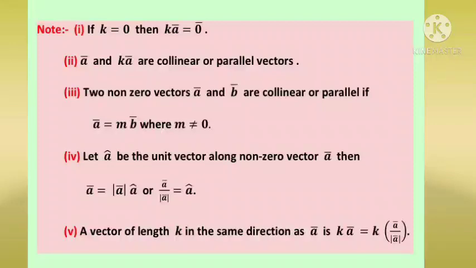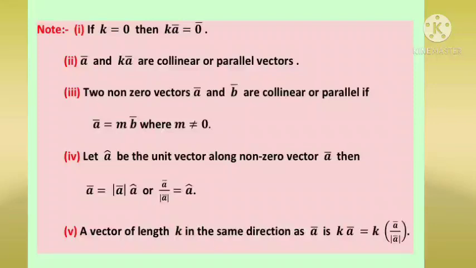Now the third note is a very important note and it is required while solving your problems also. What does it say? You have two non-zero vectors A bar and B bar, and they are collinear or parallel if A bar is equal to m into B bar, where m is not equal to 0. So what is the meaning of this? Two vectors will be collinear or parallel if they are scalar multiples of each other. You can see A bar equal to m into B bar. Please remember this point, it is very much important.